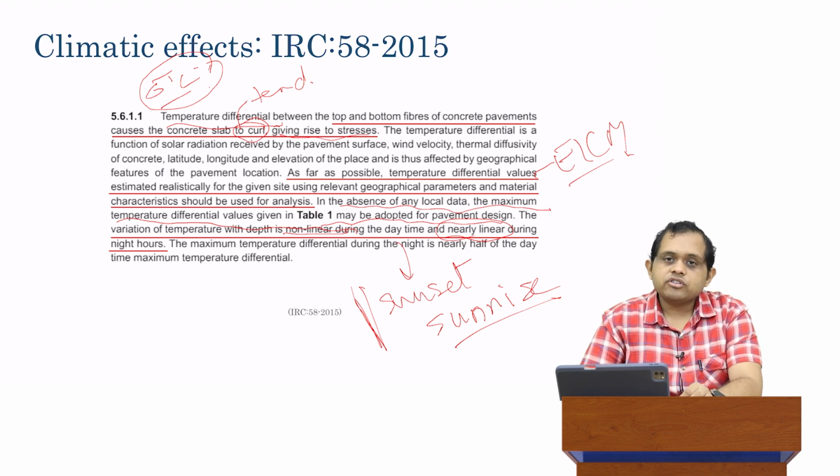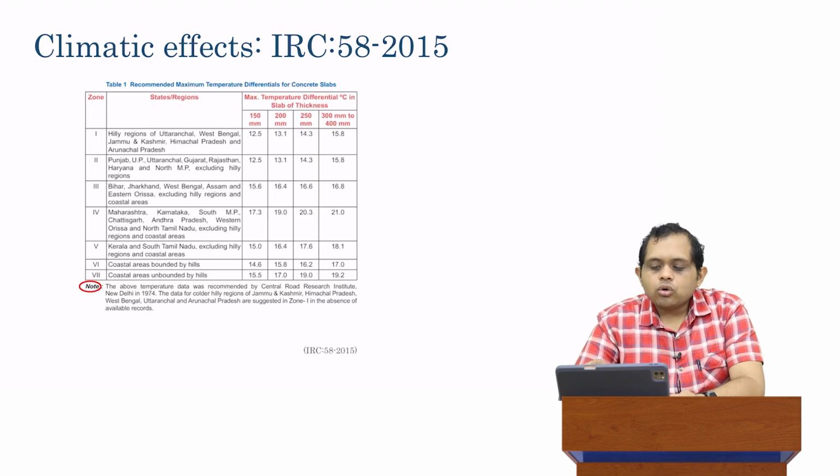So that is something which is not fully acknowledged, I think, in the code itself. Anyway, but that's how the code tends to look at temperature distributions. Certainly non-linear during the day, somewhat linear or almost linear during the night. Okay, now going back to what we were talking about, table 1.